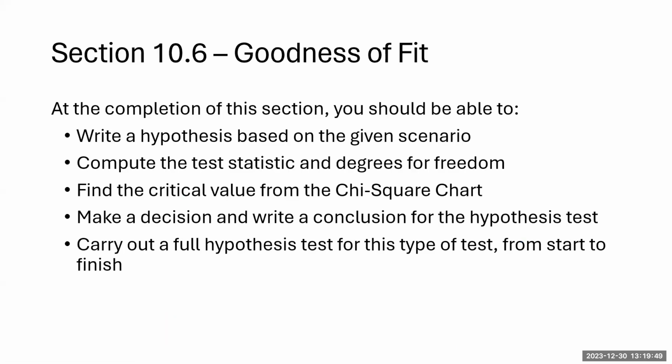All right, so at the completion of this section, you should be able to write a hypothesis based on a given scenario. And you might say, well, I have some familiarity with writing hypotheses already. That's great. From the previous sections, there are a little bit of changes that we need to take into consideration. You should be able to compute the test statistic and degrees, I should say, of freedom, not freedom. Find the critical value from the chi-square chart, make a decision and write a conclusion for the hypothesis test, and of course, be able to carry out a full hypothesis test for this particular context from start to finish, as will be the expectation for homework, exams, and the final.